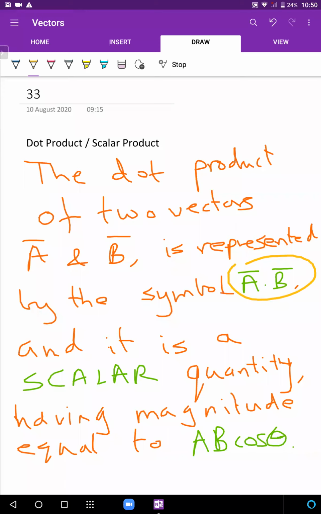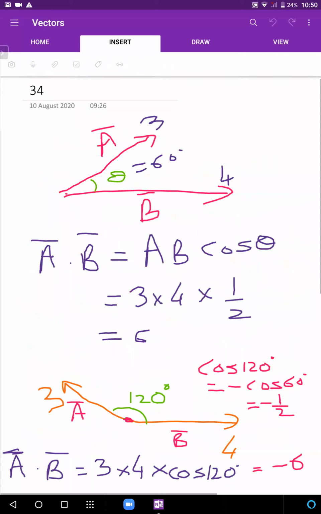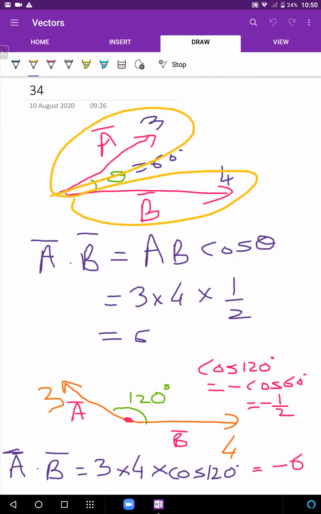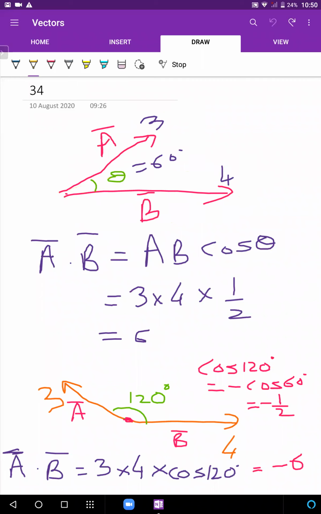So for quantities like that, there are many more such quantities. For quantities like them, you have the dot product defined this way. Okay? So look, here I have drawn two vectors. There's vector A bar and there's vector B bar. A bar is a vector of magnitude 3, B bar is a vector of magnitude 4. The angle between them is, let's say, 60 degrees.